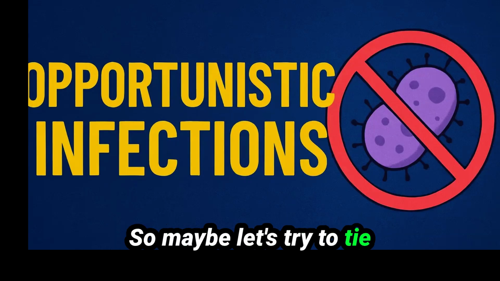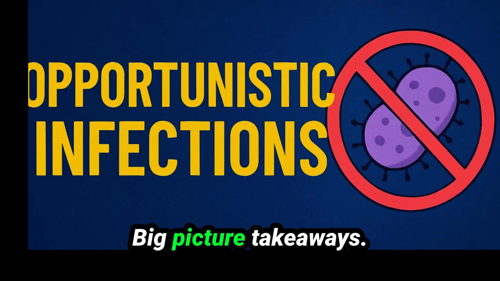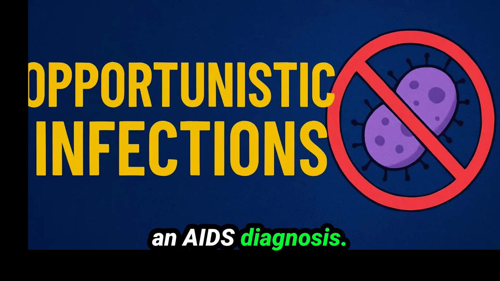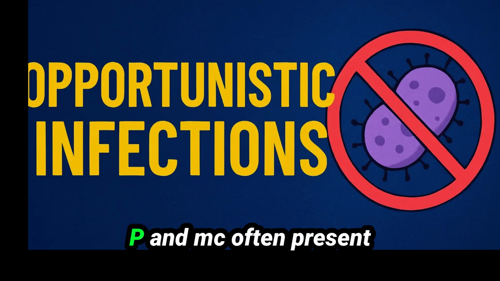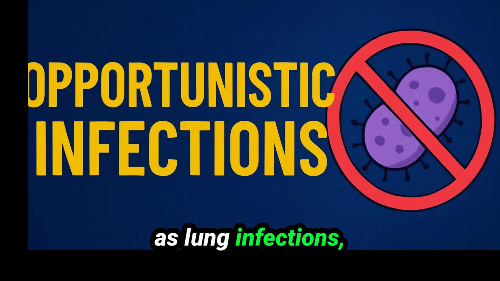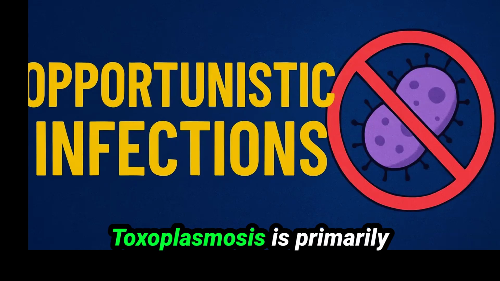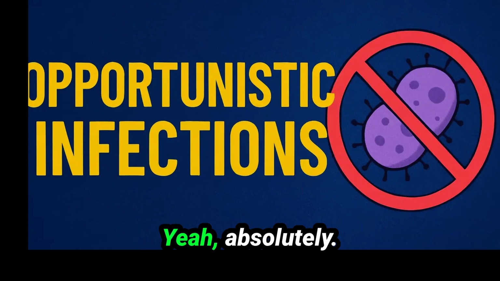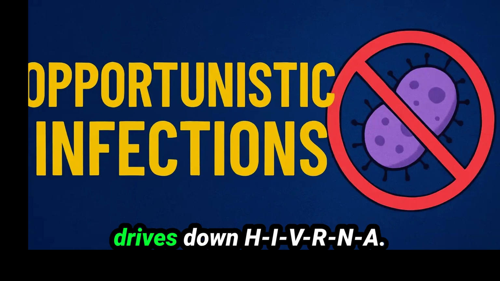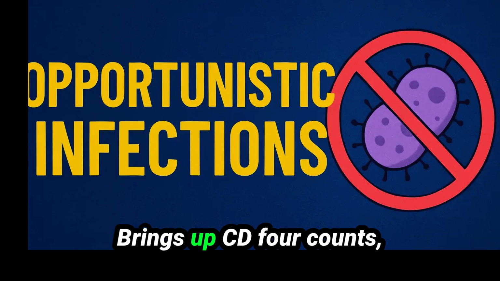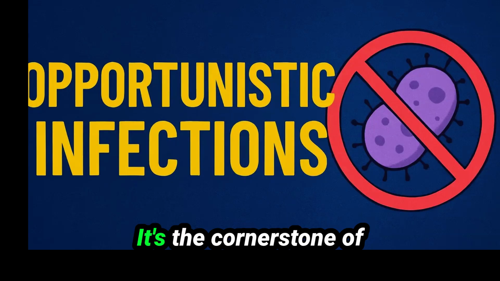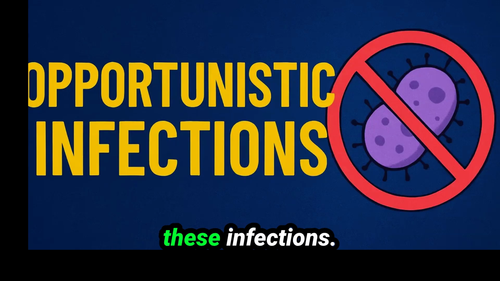So maybe let's try to tie some key threads together, big picture takeaways. Okay, well, CD4 counts below 200 often signal an AIDS diagnosis. That's a key threshold. PJP and MAC often present as lung infections, pulmonary issues. Toxoplasmosis is primarily neurological, hitting the brain. And the role of ART is just paramount, right? Yeah, absolutely fundamental. Successful ART drives down HIV RNA, brings up CD4 counts, and that directly leads to better OI outcomes. It's the cornerstone of preventing and managing these infections.